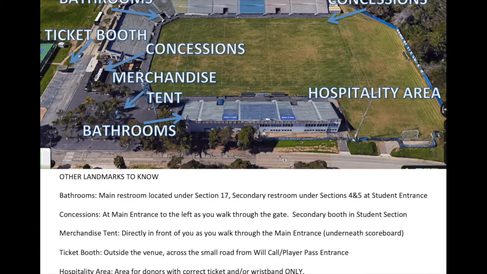Here we have numerous landmarks such as our 2 bathrooms, our ticket booth, concessions, merchandise tent, hospitality area, and our satellite concession stand in the student section. When you get to the stadium, definitely take note of where these exist so that you can point people in the right direction.